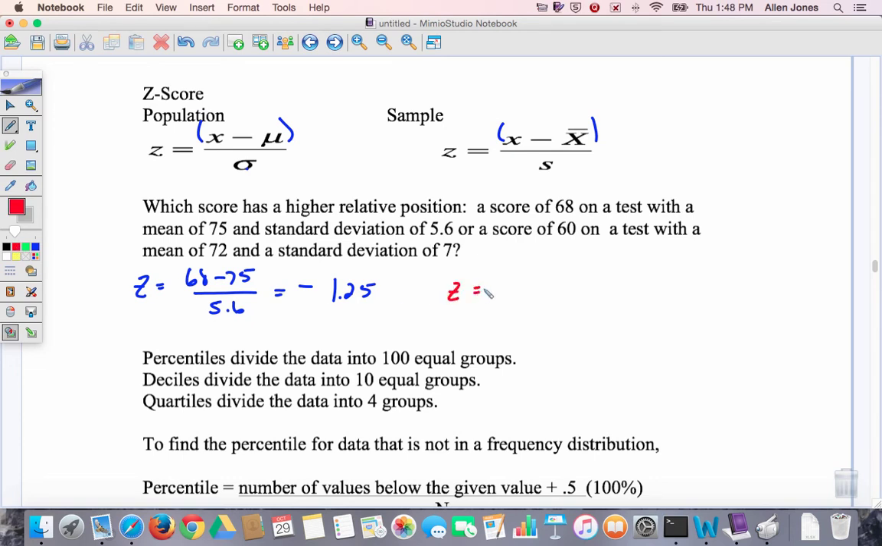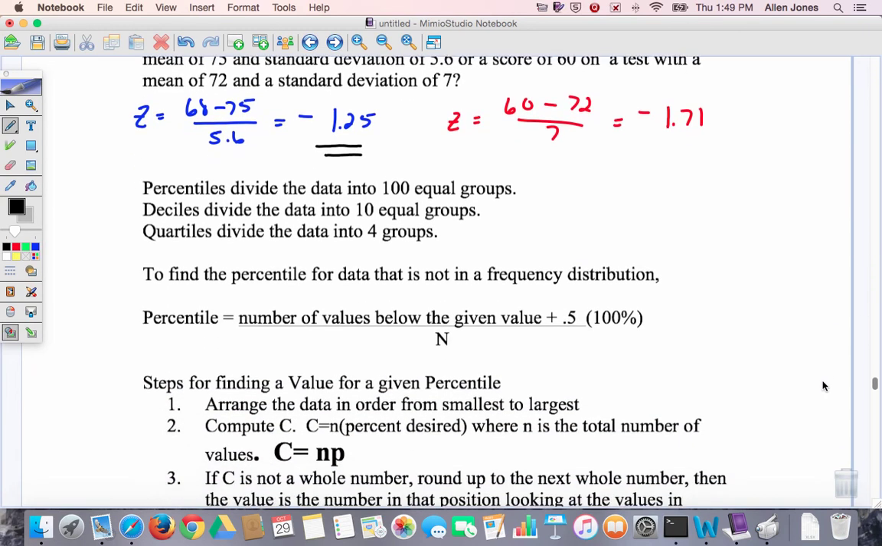Our z-score for our second set of data: we have a raw score of 60, a mean of 72, and a standard deviation of 7. 60 minus 72 divided by 7 gives me a z-score of negative 1.71. As you look at these two z-scores, negative 1.25 is higher, or it's closer to 0. So the first test score has a higher relative position. They scored higher on this one. This one's 1 1/4 standard deviations below the mean. This one's 1 7/10 standard deviations below the mean. So it's a lower score.